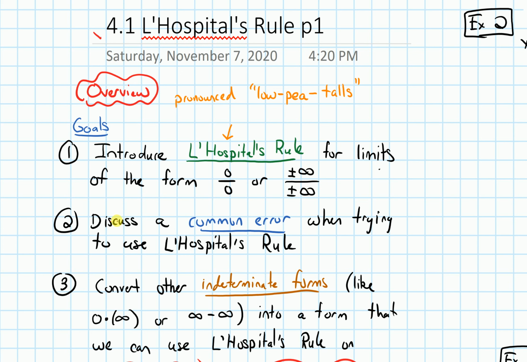Next, we'll discuss a common error when trying to use this rule. And finally, we'll look at how we can convert other indeterminate forms, so things like 0 times infinity or infinity minus infinity. So those are not forms that L'Hopital's is ordinarily used for, which are 0 over 0 or infinity over infinity. So we'll talk about how we can convert these indeterminate forms, these other ones, into a form that we can use L'Hopital's rule on.